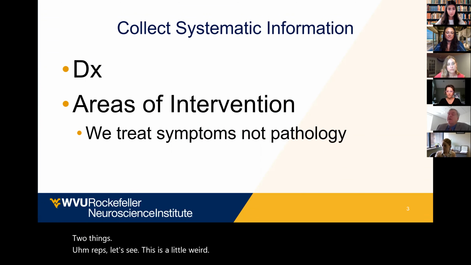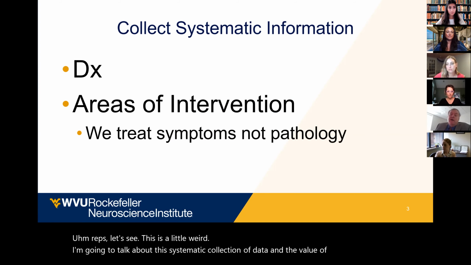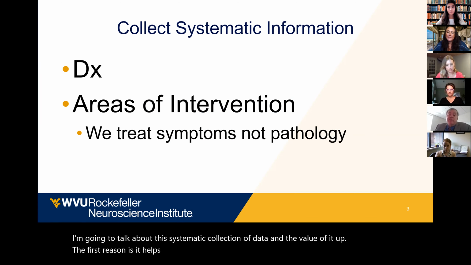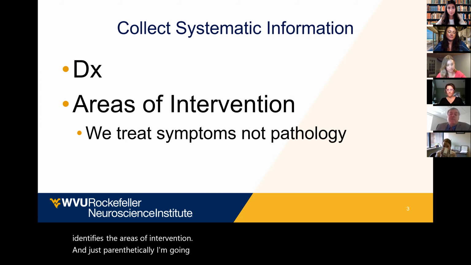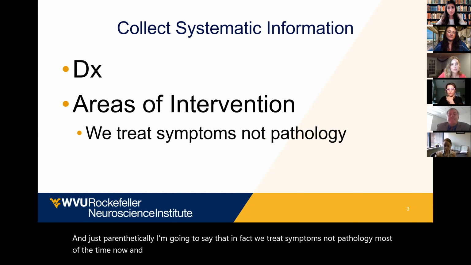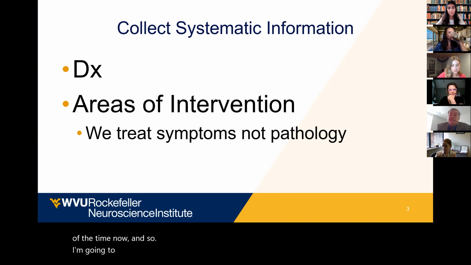I'm going to talk about the systematic collection of data and the value of it. The first reason is it makes it much easier for me to make the diagnosis. This also identifies the areas of intervention. And just parenthetically, I'm going to say that, in fact, we treat symptoms, not pathology, most of the time now. And so I'm going to talk initially quite extensively about the systematic data I collect.